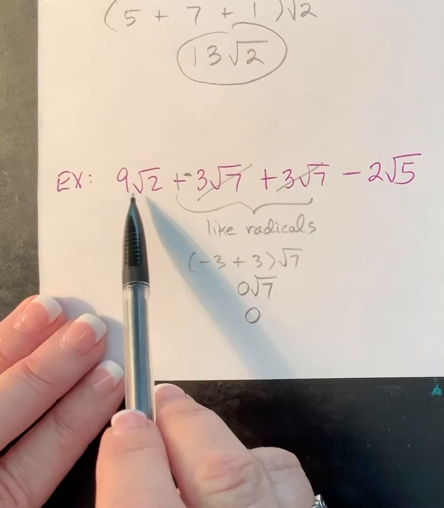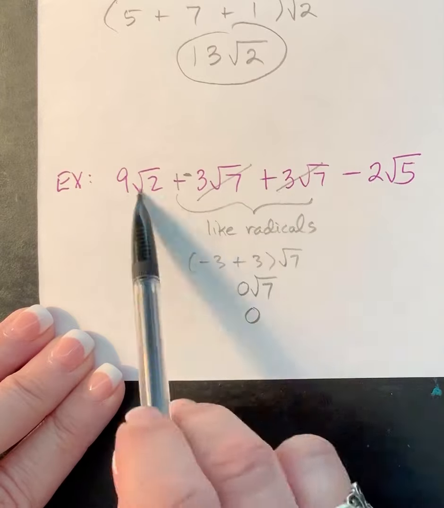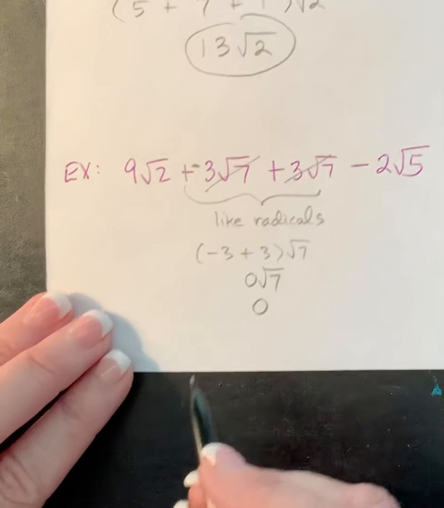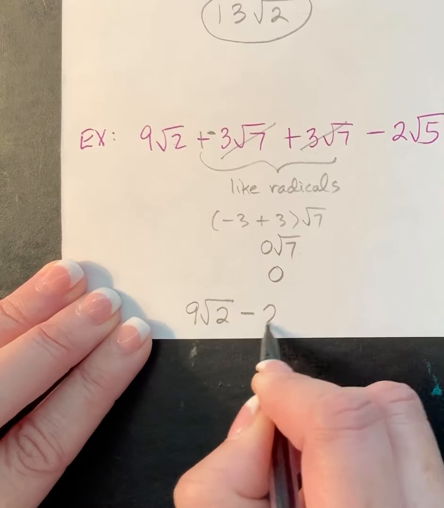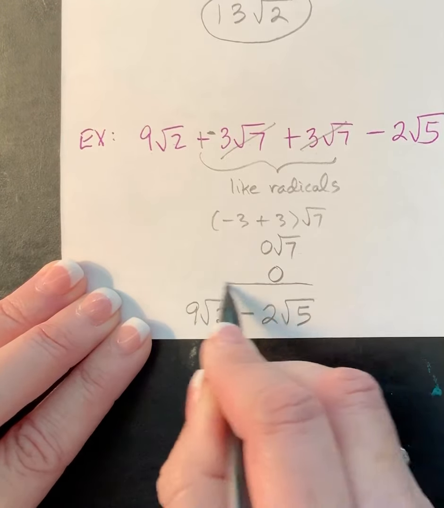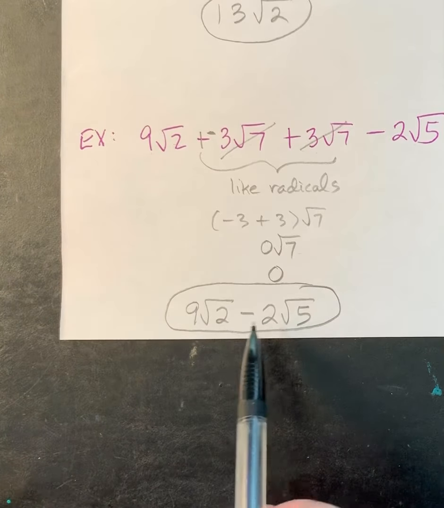Now, the other terms, 9 times the square root of 2 minus 2 square root of 5, those are not like terms. So that's really all we're going to have. 9 square root of 2 minus 2 square root of 5. That answer does not simplify. And so we're left with kind of an ugly looking number.